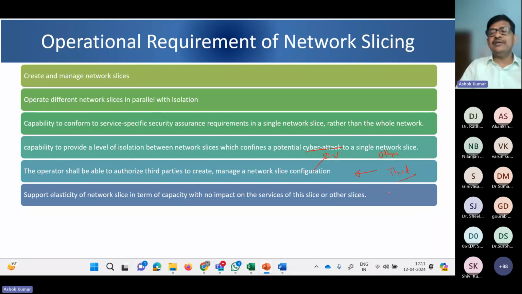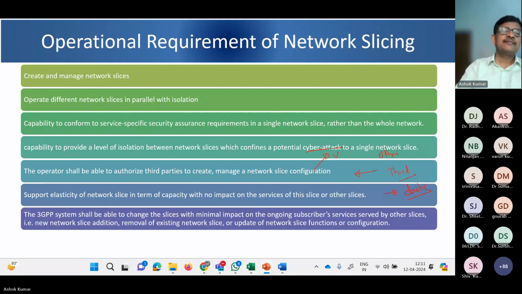And these slices should be elastic. That means when there is a growth of traffic, the resources allocated to different network functions should also be increased in a way that it is able to handle the traffic. And this elasticity should not impact services on other slices. That means it should take the compute or memory or whatever is required from the balance in the virtualized infrastructure, not from other network functions.